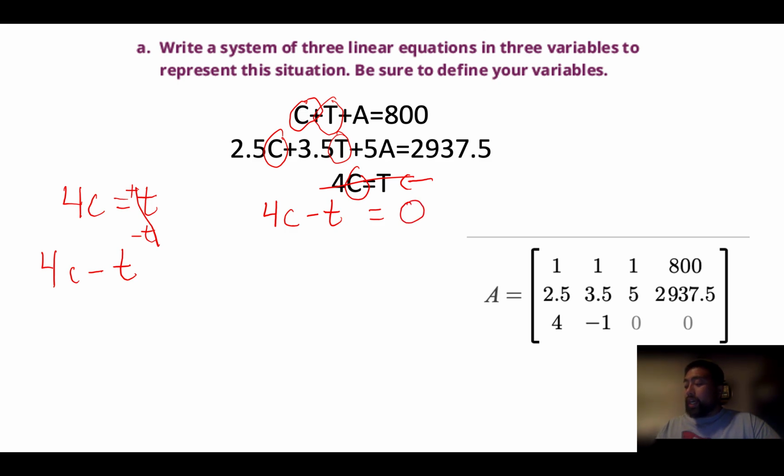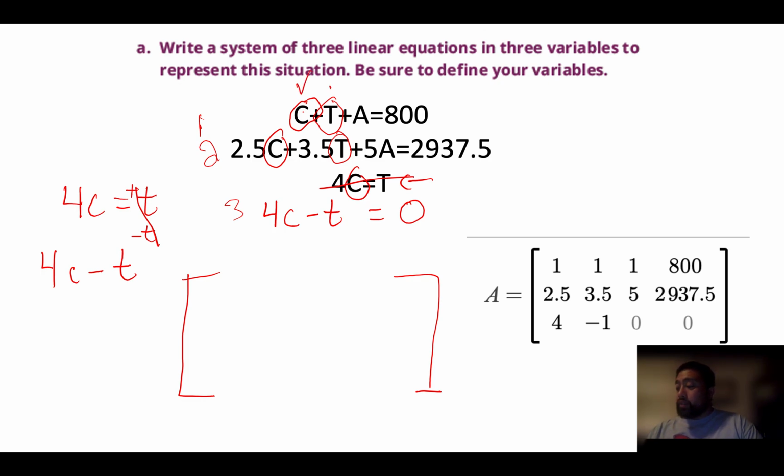Okay? And now we need to build our matrix. The first thing we're going to do is we're going to build our brackets. And we're going to go back to our rules. So how many columns is this going to be? Or rows? It's going to be 1, 2, 3 rows. And then it will be 4 columns because there's C, T, A, and a number. Okay? Let's look at the first. C, T, and A. If there's not a number next to it, it has to be 1. That's according to our rules.